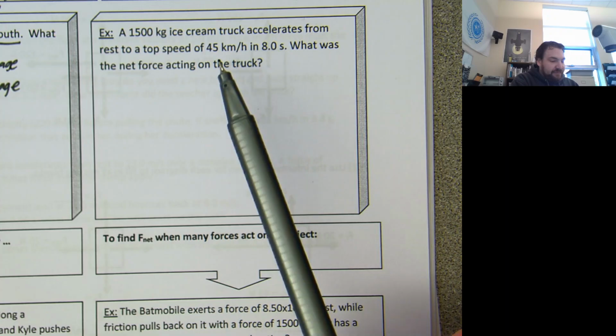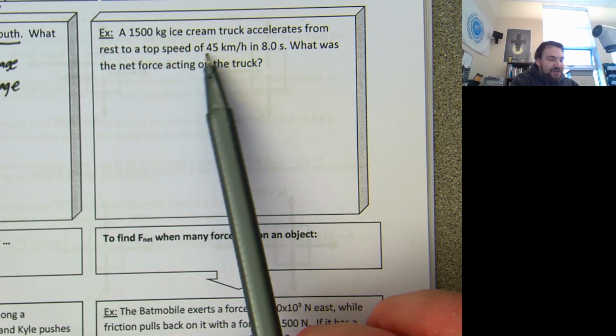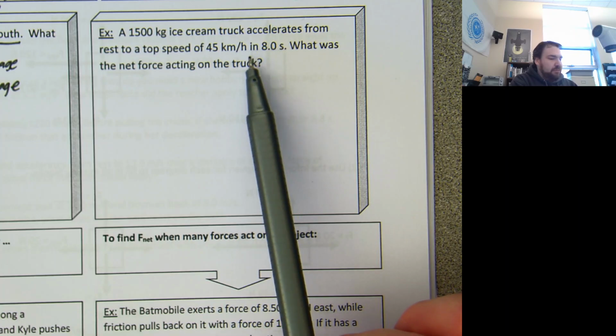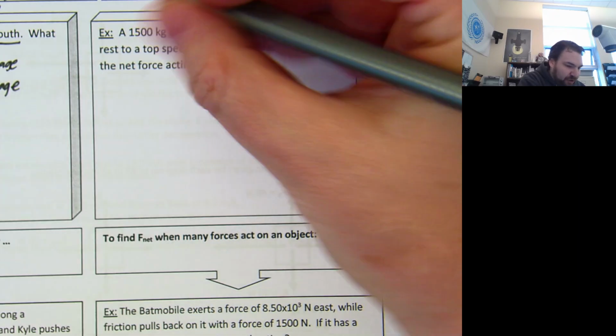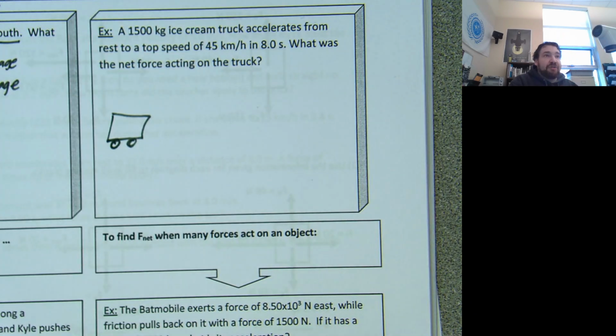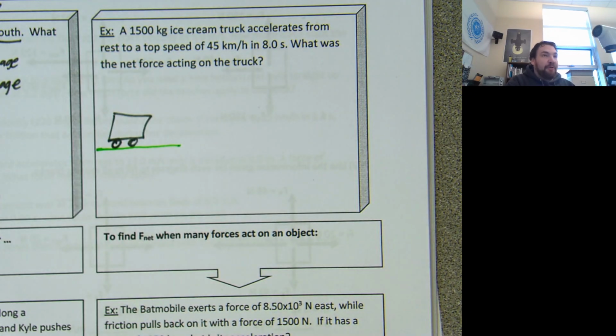Okay, so 1,500 kilogram ice cream truck accelerates from rest to a top speed of 45 kilometers per hour in 8 seconds. That's really slow. What is the net force acting on the truck? Okay, cool, let's draw the truck. There's the ice cream truck. It's a block on wheels. It's on the ground, because I don't know that ice cream trucks operate anywhere else.